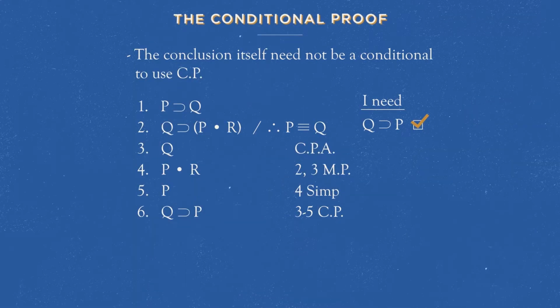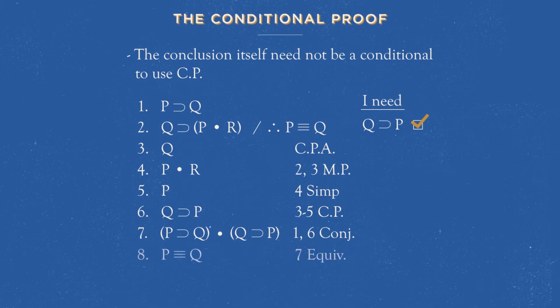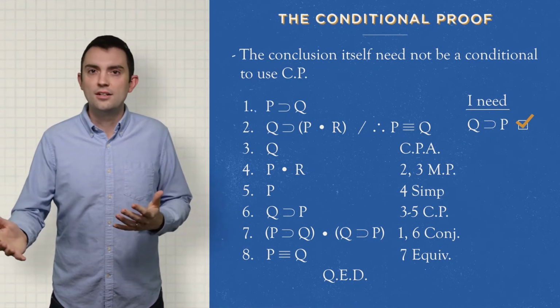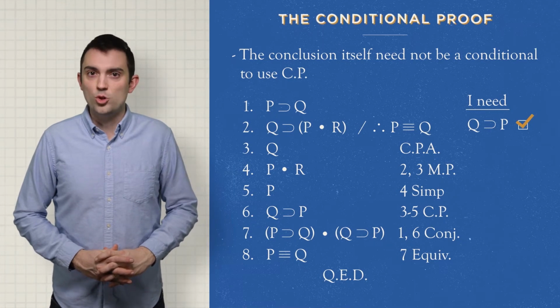Now I have if P then Q in step 1, if Q then P in step 6, and I can do a conjunction between those two, by steps 1, 6 conjunction. Then by the rule of material equivalence, I can conclude P if and only if Q. I've got the if Q then P that I needed by assuming the antecedent, deducing the consequent, and concluding the entire conditional. So the conclusion itself doesn't have to be the conditional. That's the whole point. You just have to use a conditional somewhere in the proof when you use the conditional proof.